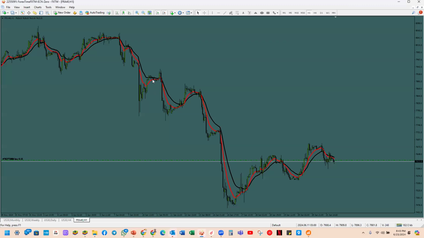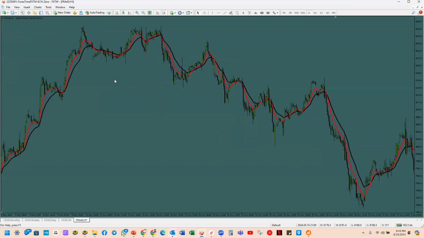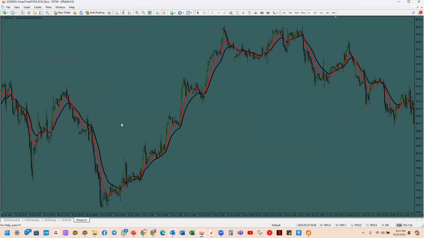Even if the market comes back, let me look for a good place to show you. Yeah, just go back in history. Let's look for a long trend. Okay, so this is a long trend, from year to year. Now the market is riding the trend. Riding the trend is when the moving average 10 crosses over the moving average 20. So moving average 10 has crossed over moving average 20 here.